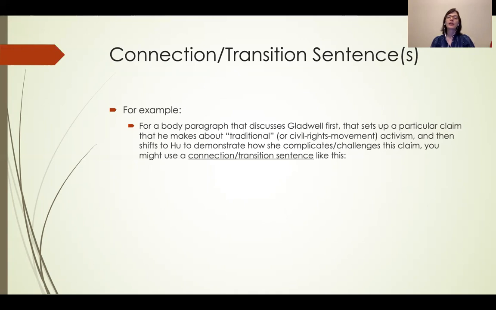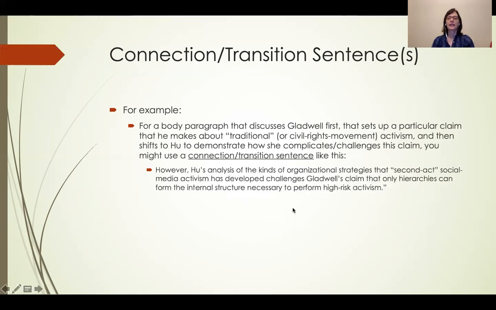Okay, so for a body paragraph then that shifts from Gladwell, a particular claim he makes about civil rights movement activism, to Hugh to demonstrate how she complicates that claim, you can use a sentence like this. So, however, Hugh's analysis of the kinds of organizational strategies that, quote unquote, second act social media activism has developed challenges Gladwell's claim that only hierarchies can form the internal structure necessary to perform high-risk activism.